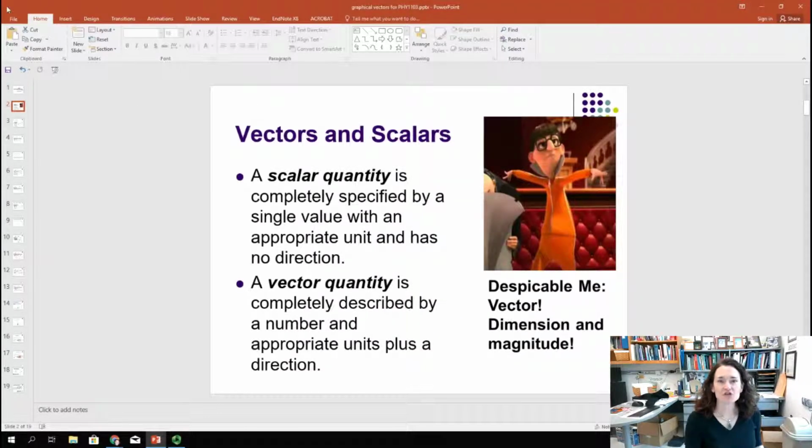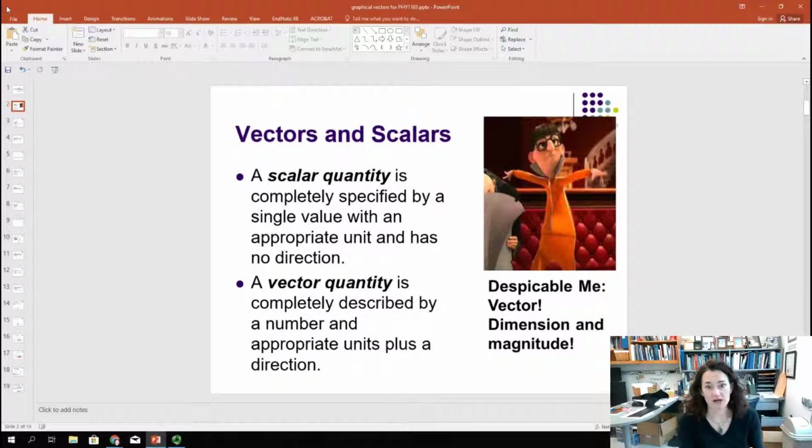Okay, so first a reminder. We covered this in an earlier lecture, but remember what the difference is between a vector and a scalar. A scalar quantity is completely specified by a single value, and it has units but no direction. So if I go for a run, for example, I might say, I ran 3 miles today, and that's a scalar, because I don't give you what direction I ran.